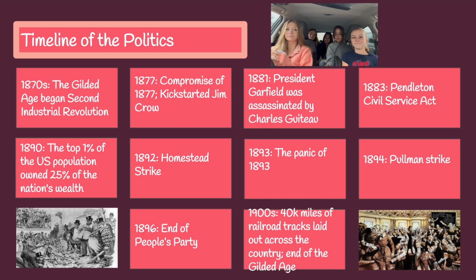in the U.S. Midwest due to George Pullman's refusal to give workers higher wages, lower rents, and better working conditions. 1896 marked the end of the People's Party. In the 1900s, 40,000 miles of railroad tracks were laid out across the country. Additionally, there was the end of the Gilded Age.